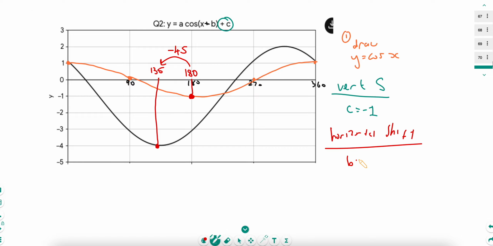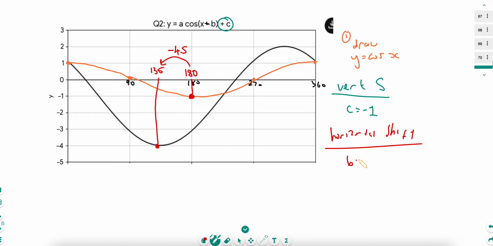So the height of our cosine graph, the highest point's at 1, the lowest point's at -1. It's got a height of 2. This one's got a height of 2. The highest point's at 2, the lowest point's at -4. It's got a height of 6. So the original height is 2, the new height is 6, times by 3. All right, so we know our A value is going to be 3 or -3.